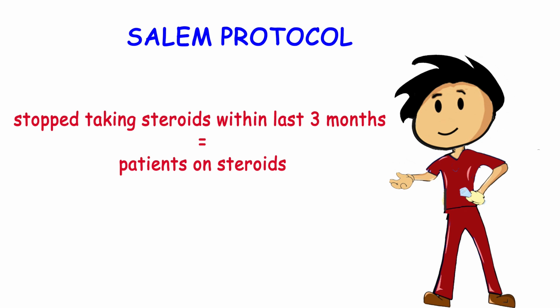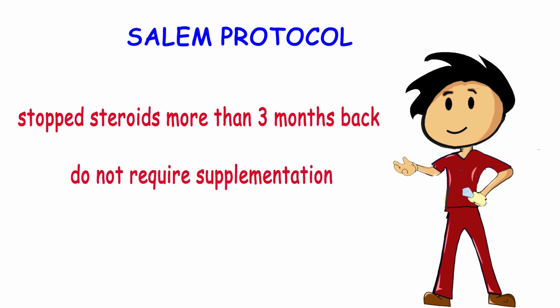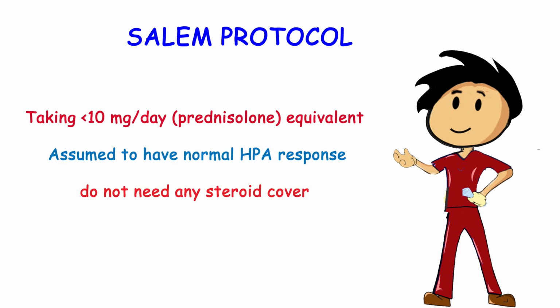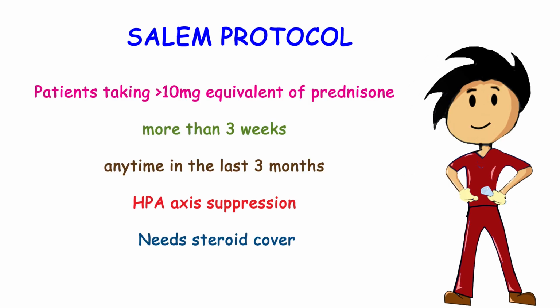Patients who have stopped taking steroids within the last 3 months should be considered as patients on steroids, and supplementation should be made accordingly. Patients who have stopped steroids more than 3 months back do not require any perioperative steroid supplementation. On the other hand, patients taking less than 10 mg per day of prednisolone equivalent are assumed to have normal HPA response and they do not need any steroid cover. So patients taking more than 10 mg equivalent of prednisone for more than 3 weeks anytime in the last 3 months are thought to have HPA axis suppression and need steroid cover.